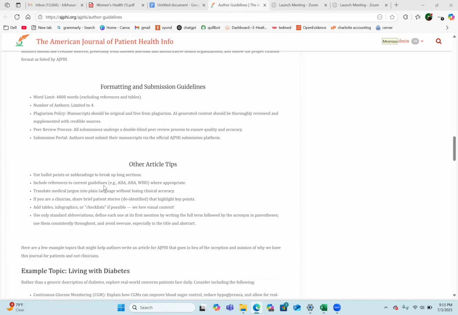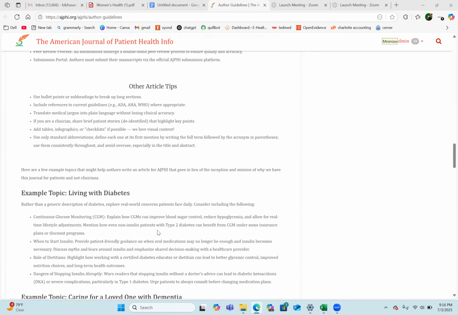You can always use reference articles, for example the American Heart Association guidelines or ADA guidelines, where appropriate. Do not use medical jargon at all. If you have some ideas on infographics, you can write them down so that our graphical team can work with you closely and get the right infographics.